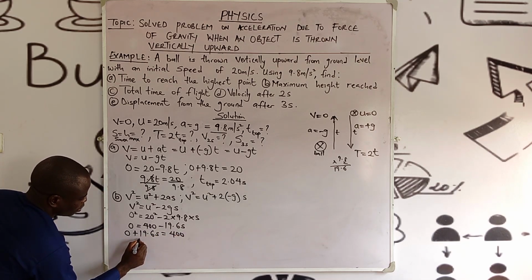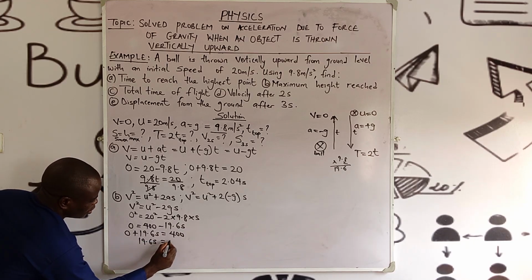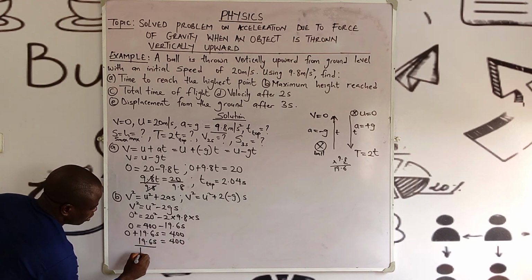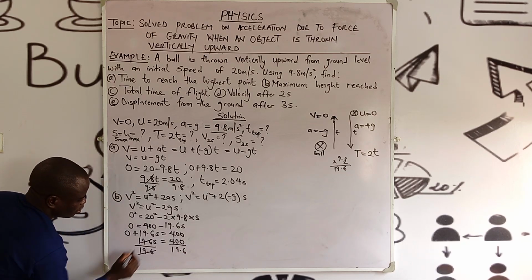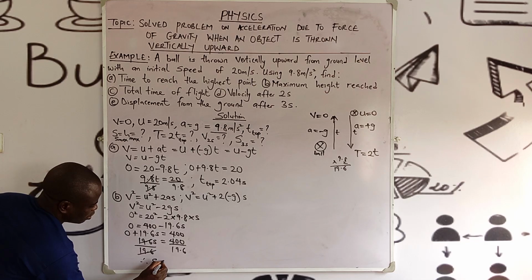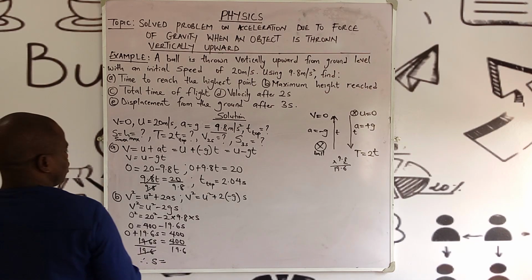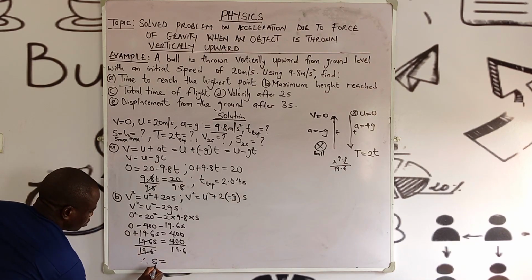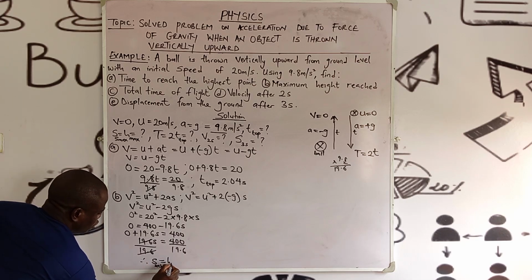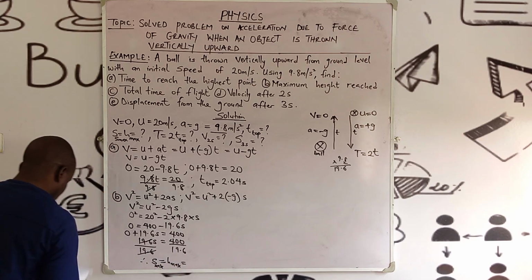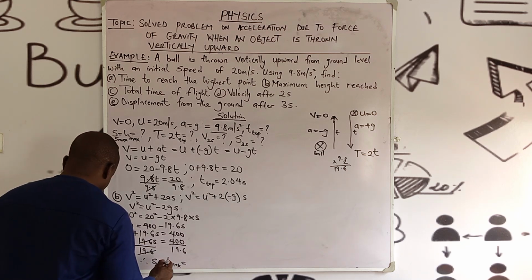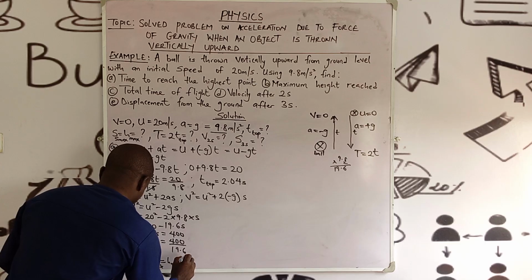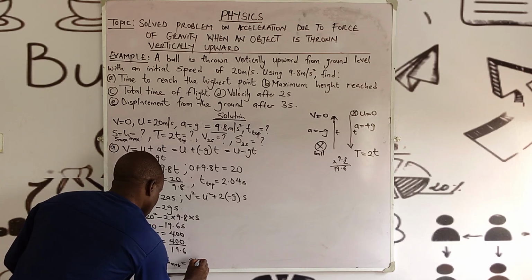0 plus 19.6s, that's 19.6s, equals 400. Divide both sides by 19.6. The 19.6s cancel each other. Therefore, our maximum height, h maximum, if you press your calculator very well, equals 20.41 meters.